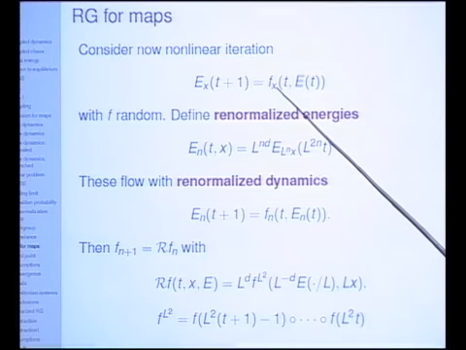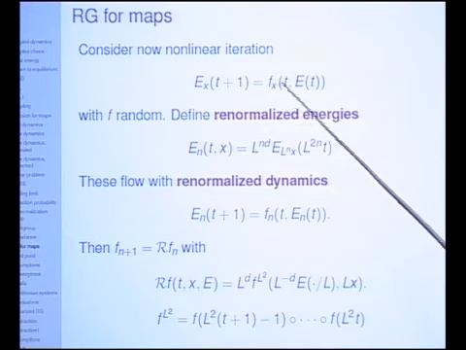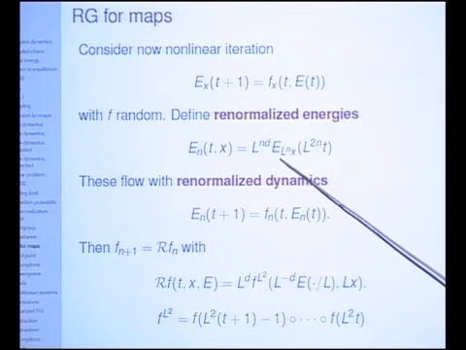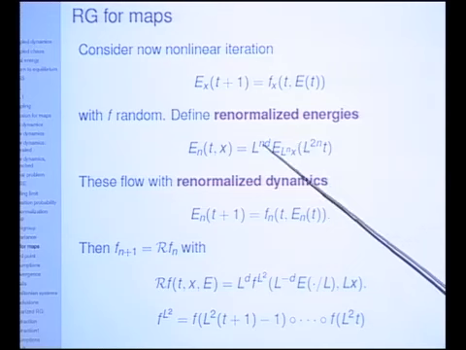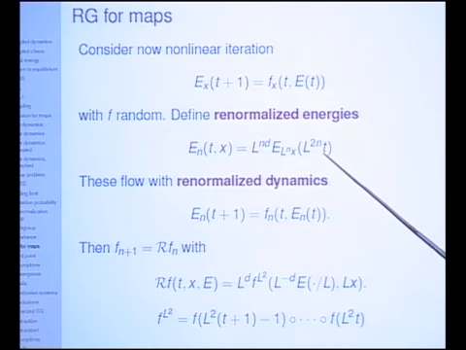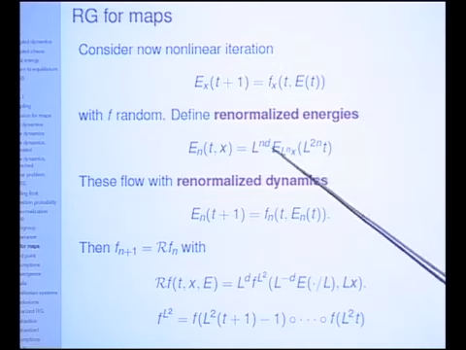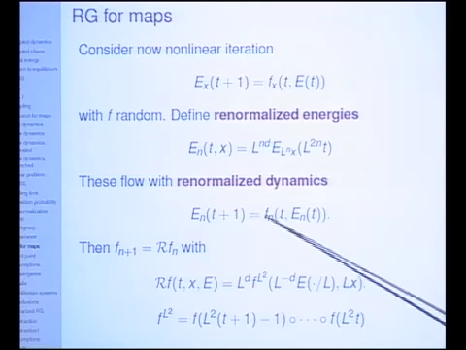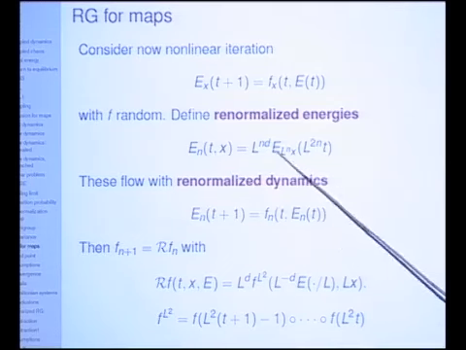Well, let me repeat the same story for maps. I do exactly the same thing. So instead of having the linear problem where there was a matrix times E, I have now a map, in general a nonlinear map. I'm interested in this scaling, so let me call these renormalized energies. Now it's not so simple anymore that everything is in the transition probabilities.